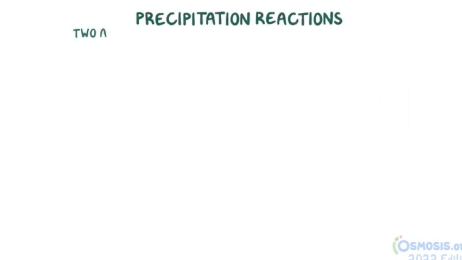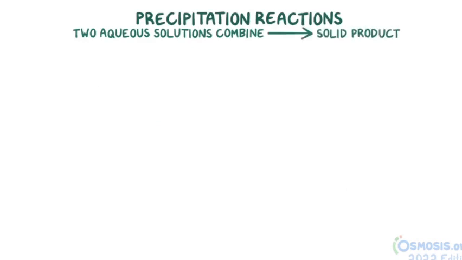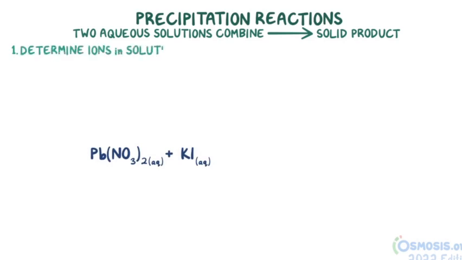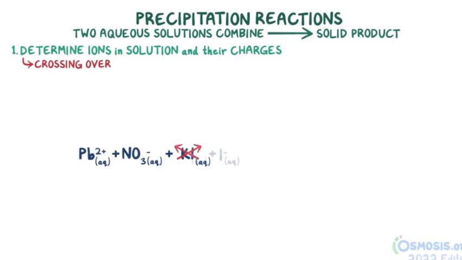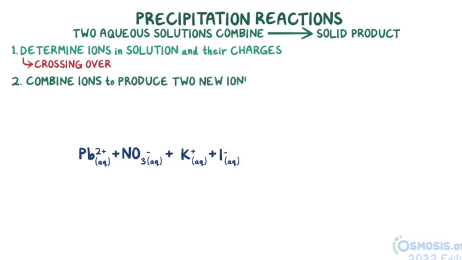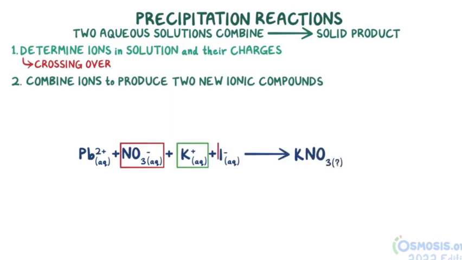Alright, as a quick recap, precipitation reactions occur when 2 aqueous solutions are combined, causing a chemical reaction that produces a solid product. When determining how 2 aqueous solutions will react, the first step is to use the chemical formulas of the reactants to determine the different ions in solution and their charges. The easiest way to do this is by crossing over the subscripts of the chemical formulas to find charges. Next, combine the different ions in solution to produce 2 new ionic compounds, using the charges of the ions to determine the chemical formula of each product.